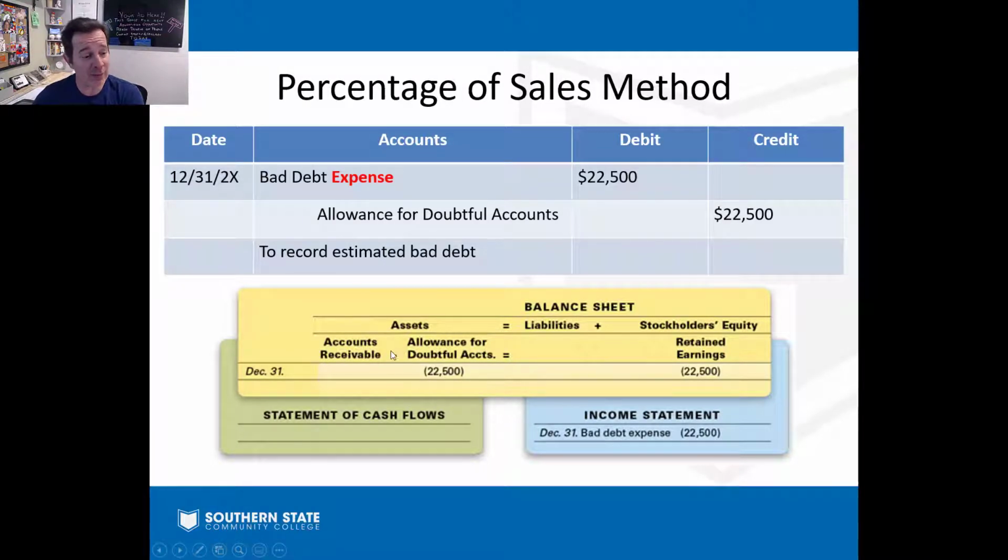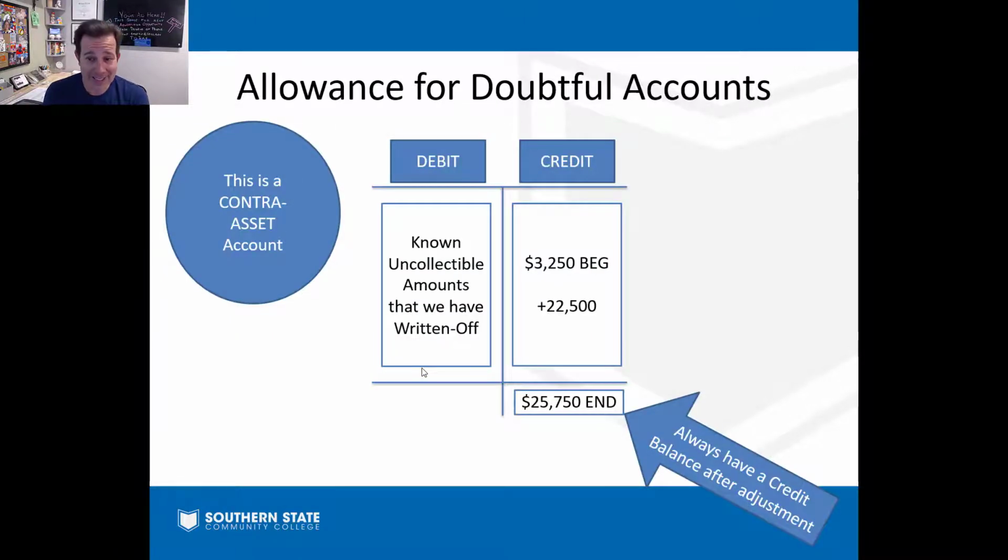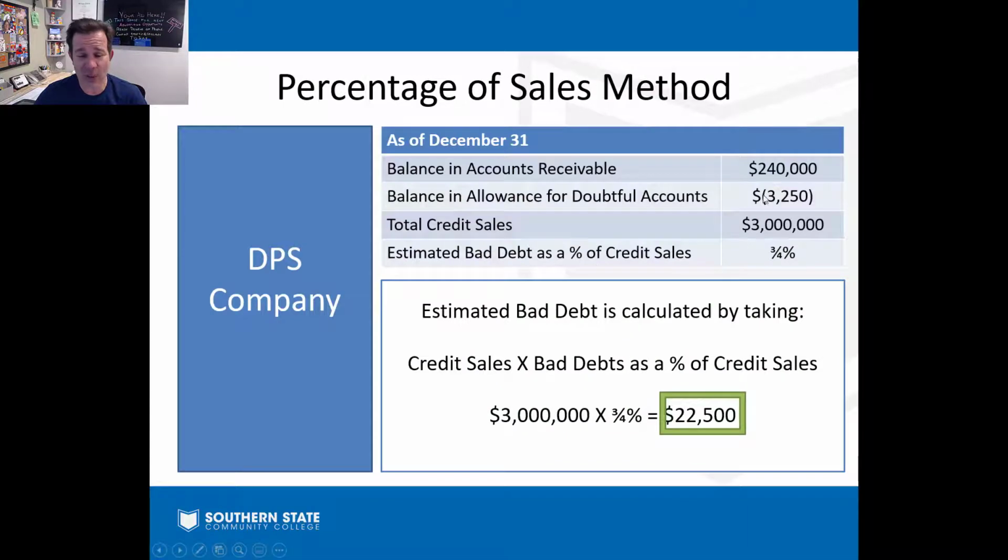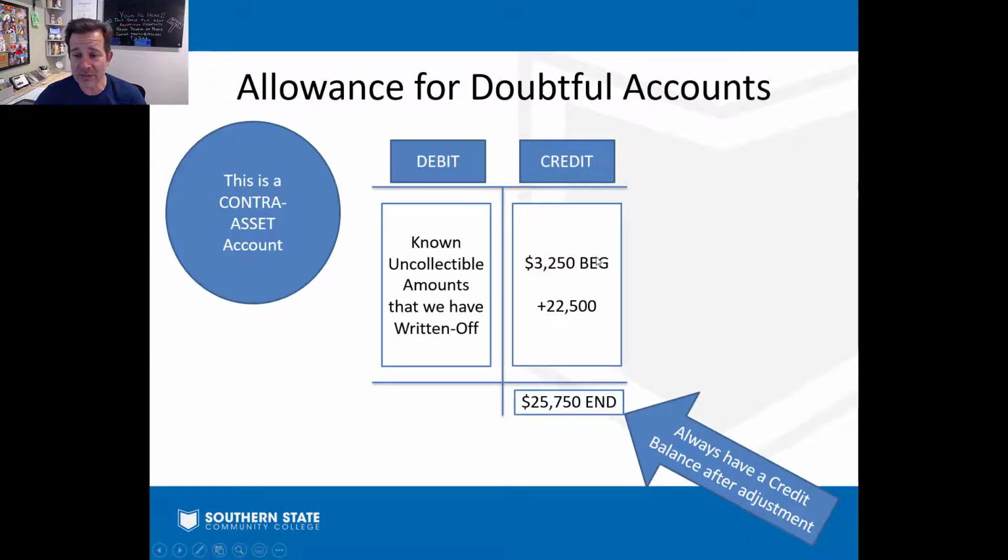From the financial statement framework, you can see we have basically decreased our retained earnings for that bad debt expense and also decreased our asset side for the allowance for doubtful accounts. So again, we threw in that $22,500 with no regard for what was already in the allowance for doubtful accounts. If you look back at our example, we had $3,250 in that allowance account already. We ignored it completely. We just added more to it because under the percentage of sales method, whatever we calculate gets dumped in there.